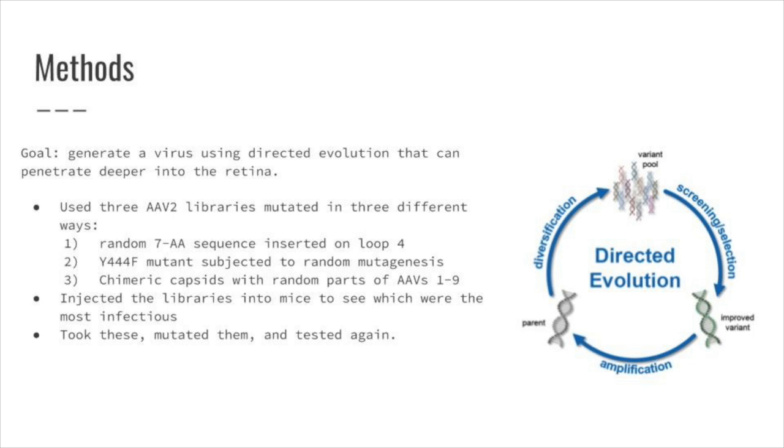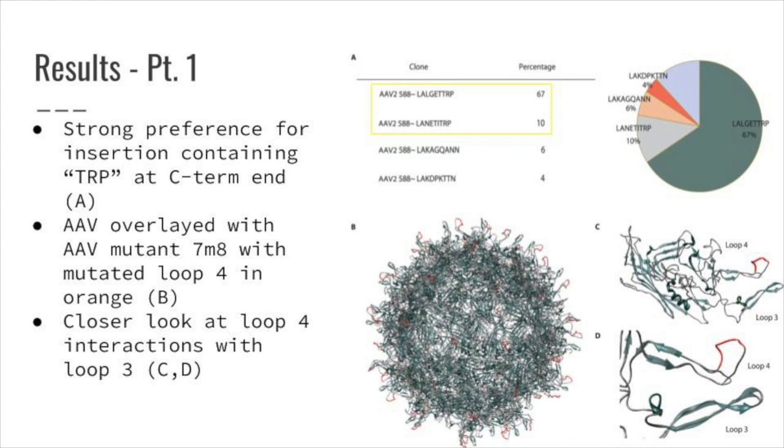They injected the libraries into mice to see which were the most infectious, and then they took the most infectious of all these 3 libraries and mutated them further and tested them again, repeatedly. So they found that the library with a random 7 amino acid insertion was most strongly preferred. If you look at panel A, you could see the 4 top clones that were used.